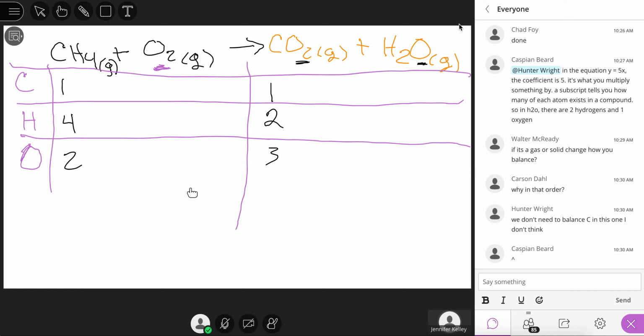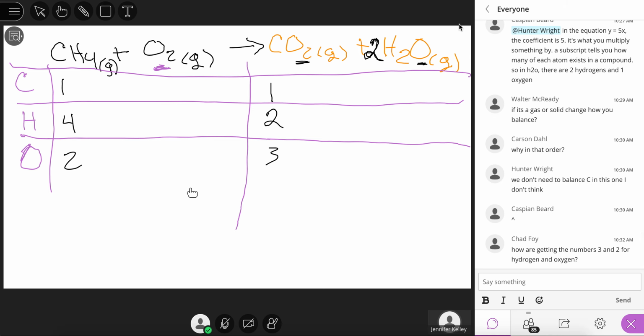So the first thing I'm going to balance is the hydrogen. So I'm going to put a 2 right here, and that's going to cause there to be 4 hydrogen. And that's because I'm taking the coefficient here and multiplying it by the subscript. And that's going to cause there to be 4 hydrogen.